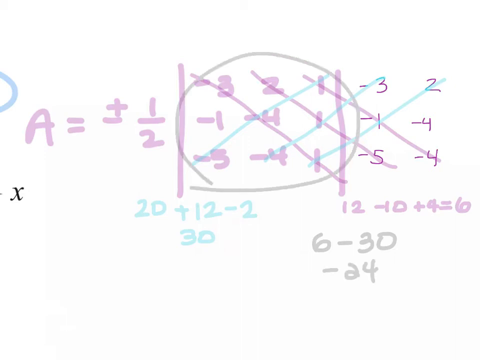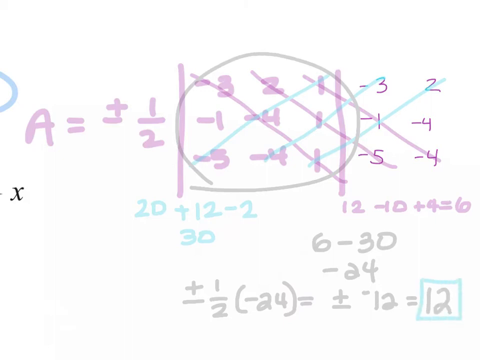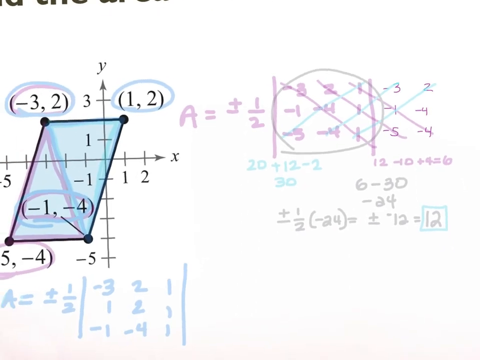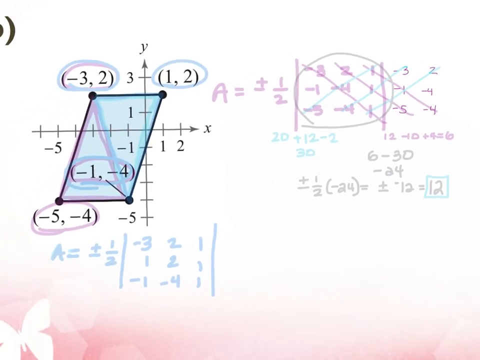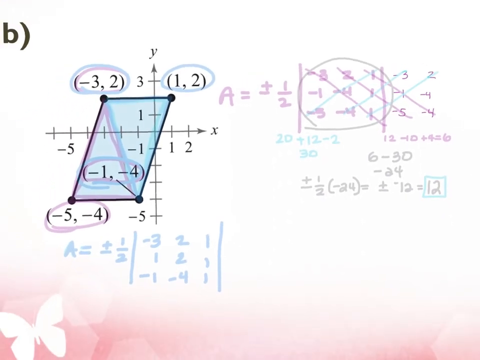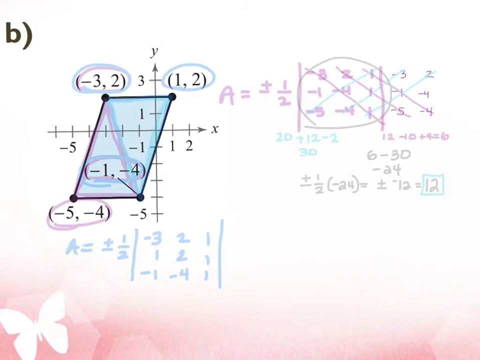That takes the place of this whole part. So I get plus and minus 1/2 of -24. That's going to be plus and minus -12. And I want to keep that area positive, so I change it to a +12. So that's the bottom left triangle of this parallelogram. And now I'm going to work the top one.